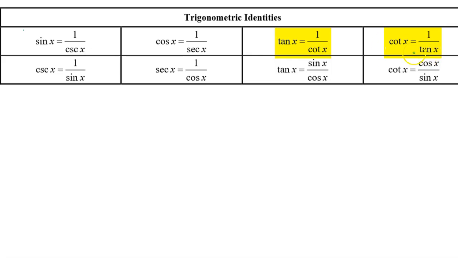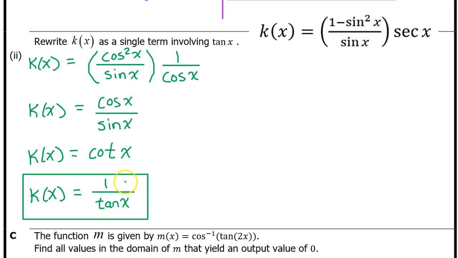It's the second one that we need. In fact, replacing cotangent x with 1 over tangent x gives us the final answer. K of x equals 1 over tangent x, a single term involving tangent x.